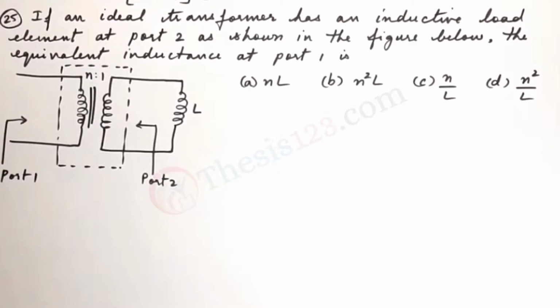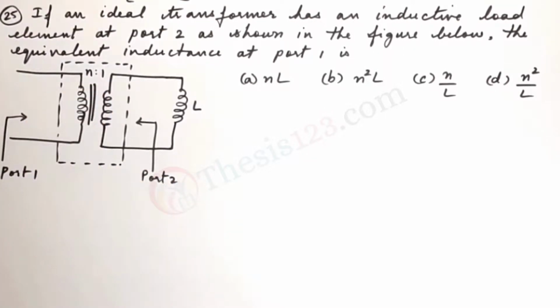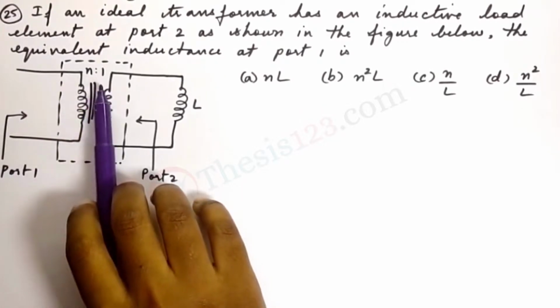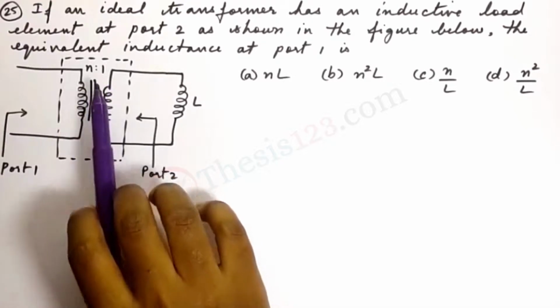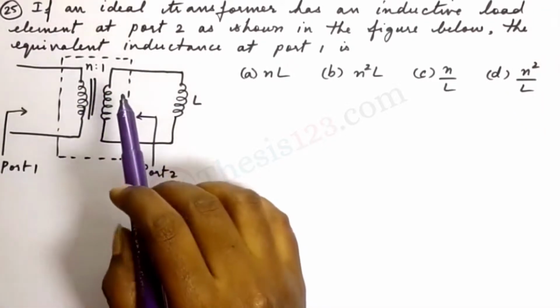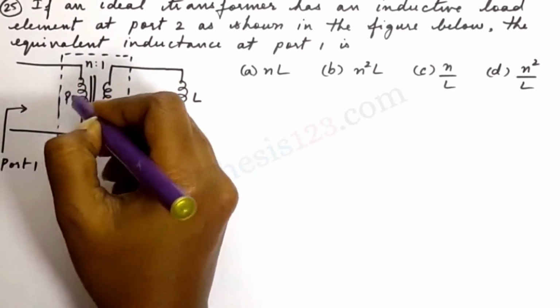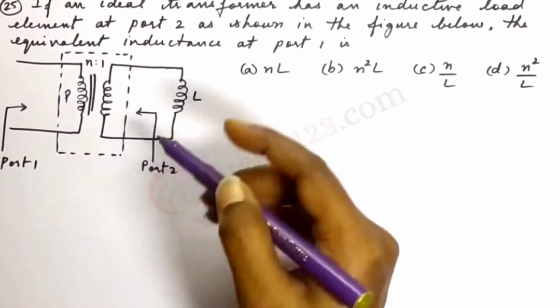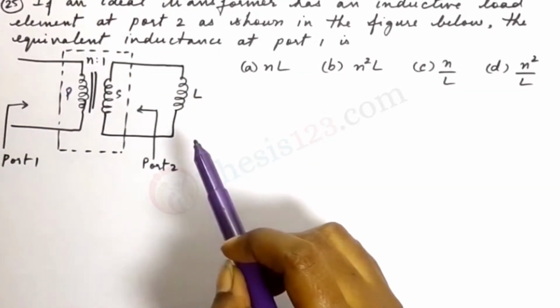So we are shifting to the primary side. Now because the ratio given to us here is n is to 1, there are n number of turns here and 1 here. So that is the ratio, which clearly indicates that the primary side has got more number of turns than the secondary side.